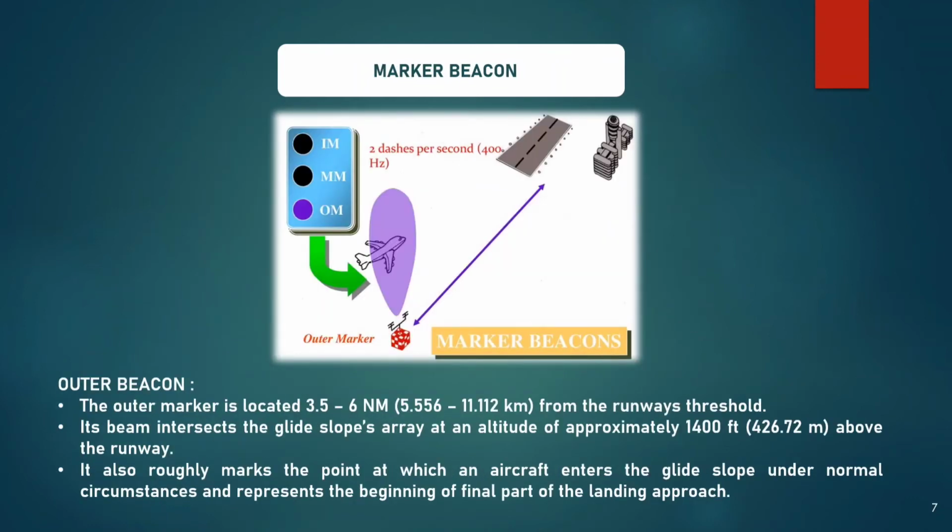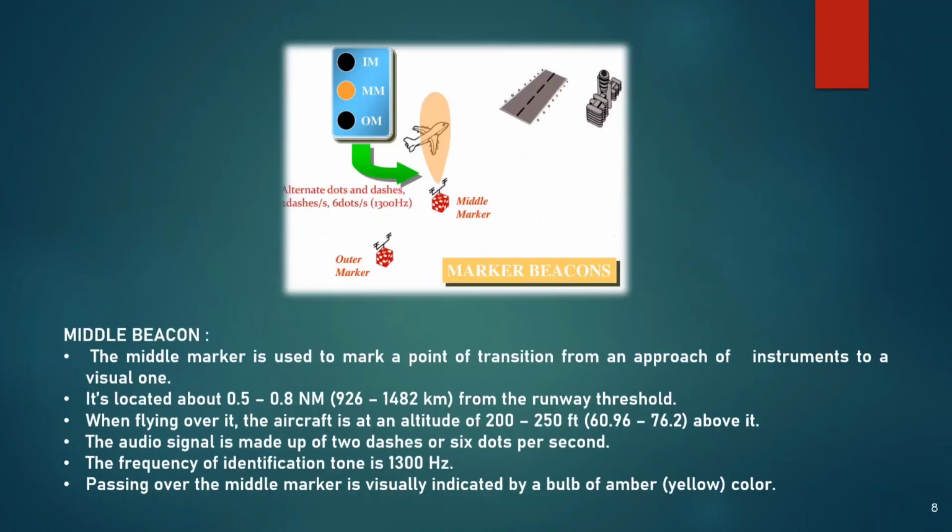Marker beacon. Outer beacon. The outer marker is located 3.5 to 6 nm (5.556 to 11.112 km) from the runway threshold. Its beam intersects the glide slope arrays at an altitude of approximately 1400 feet above the runway. It also roughly marks the point at which an aircraft enters the glide slope under normal circumstances and represents the beginning of the final part of the landing approach.